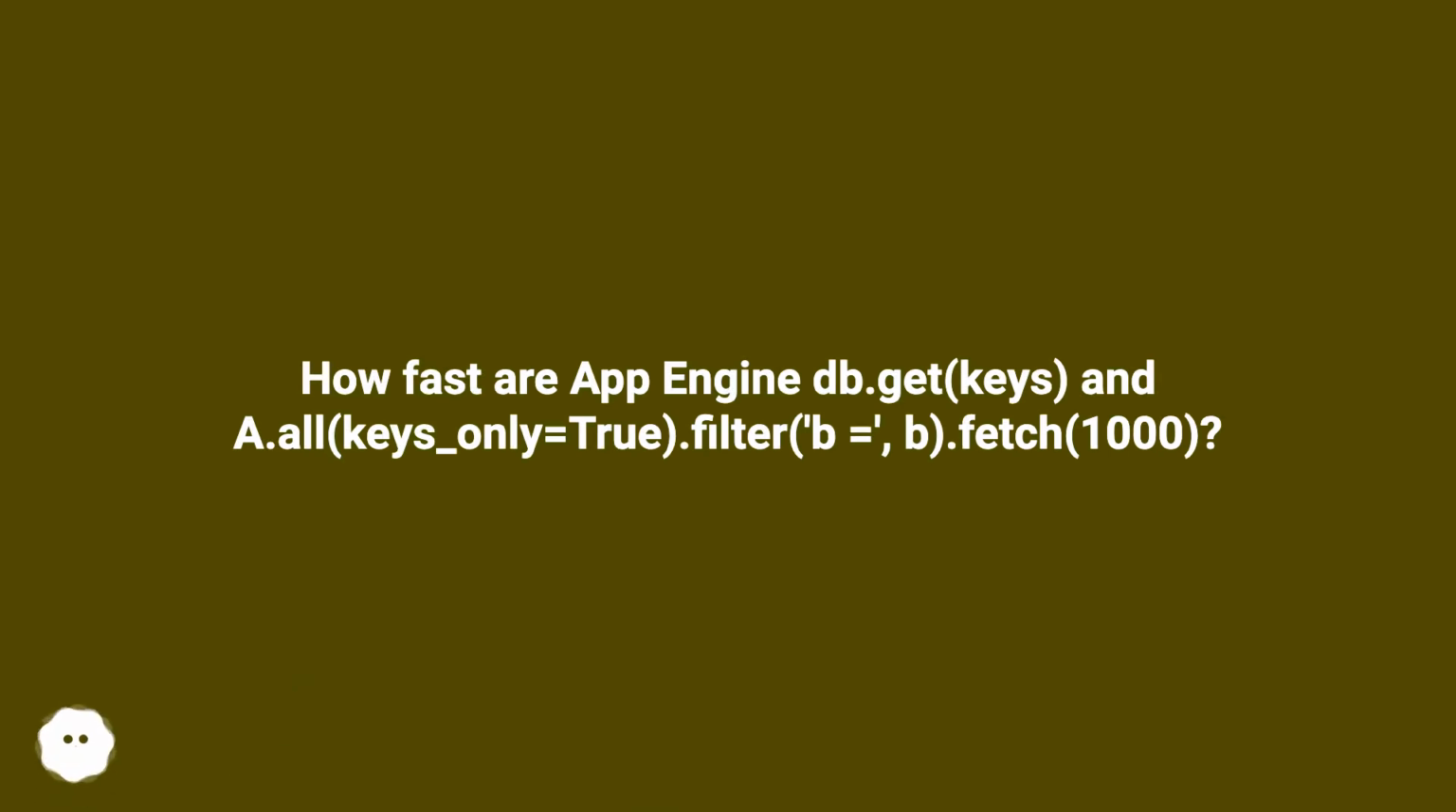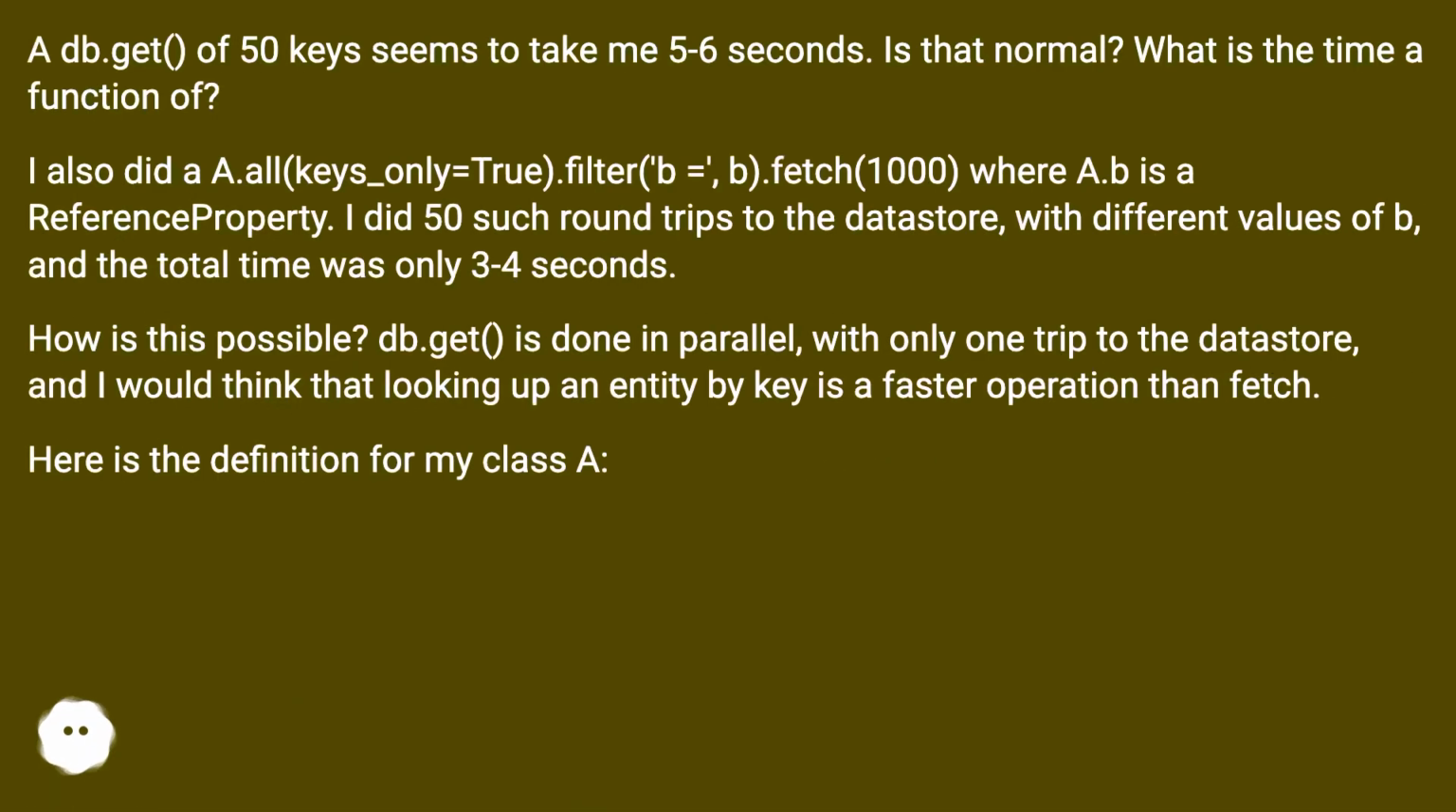How fast are App Engine db.get(keys) and A.all(keys_only=True).filter('b =', b).fetch(1000)? A db.get of 50 keys seems to take me 5 to 6 seconds. Is that normal? What is the time a function of?